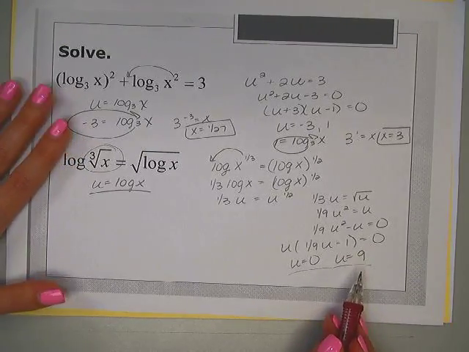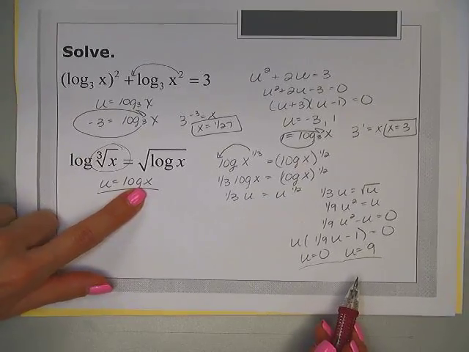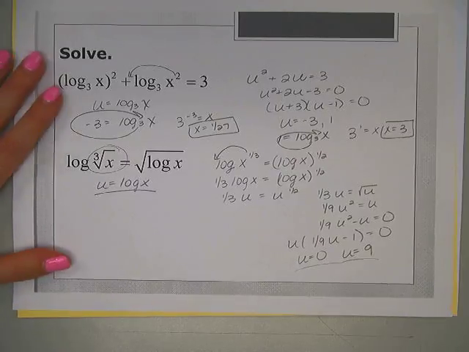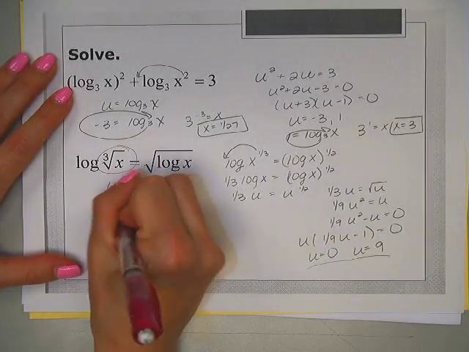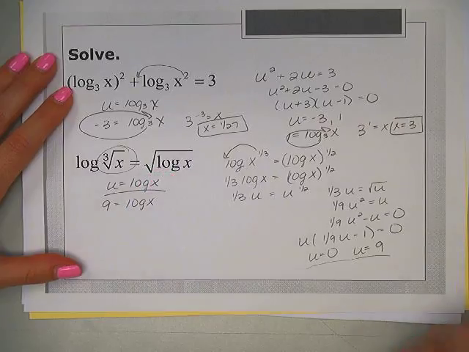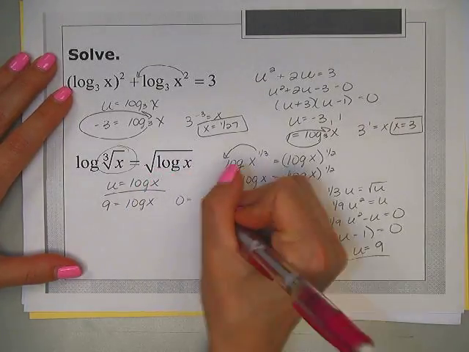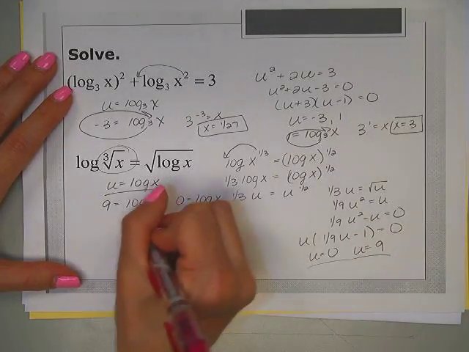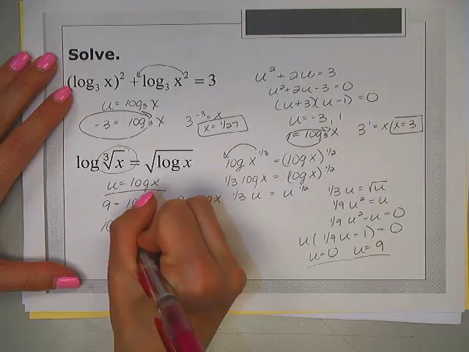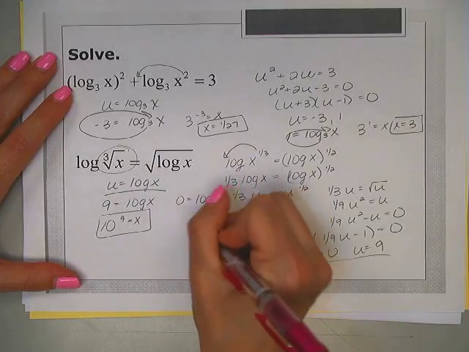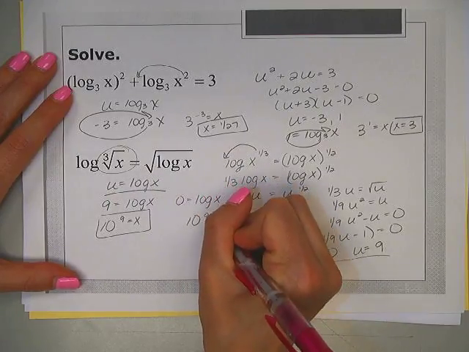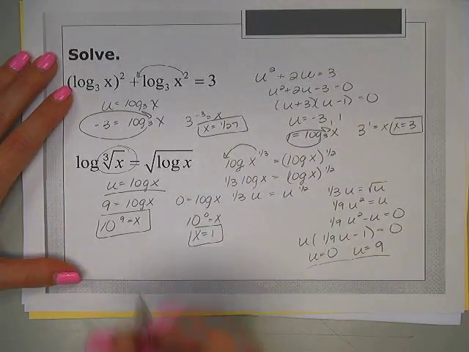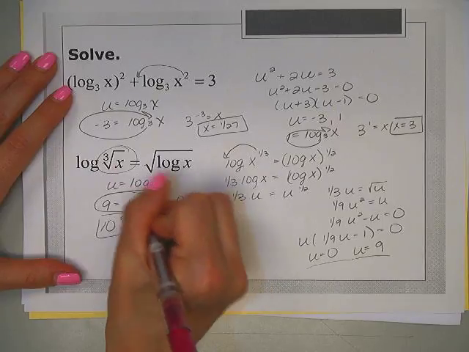How do I solve this equation? I square both sides, sure. I get 1/9 u squared equals u. Therefore, 1/9 u squared minus u equals 0. I can factor out a u. u multiplied by 1/9 u minus 1 equals 0. Let's see what u equals. u equals 0, and what? u equals 9.